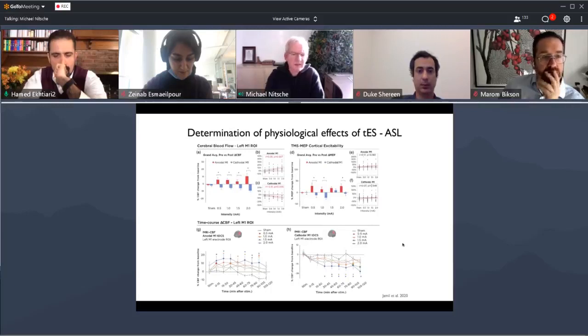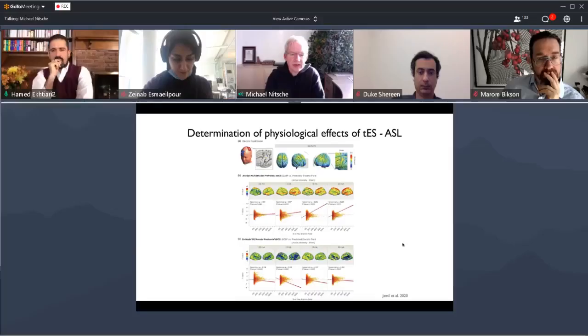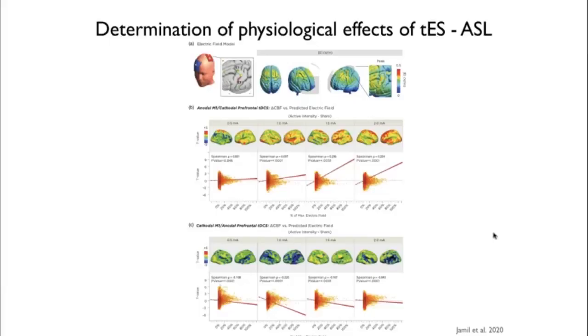Next slide, please. When we compared the effects with results of modeling, we could also show that there's a nice correlation between the predicted induced electrical field and the cerebral blood flow results we obtained for anodal and also for cathodal tDCS. And these were linear correlations. Next slide.